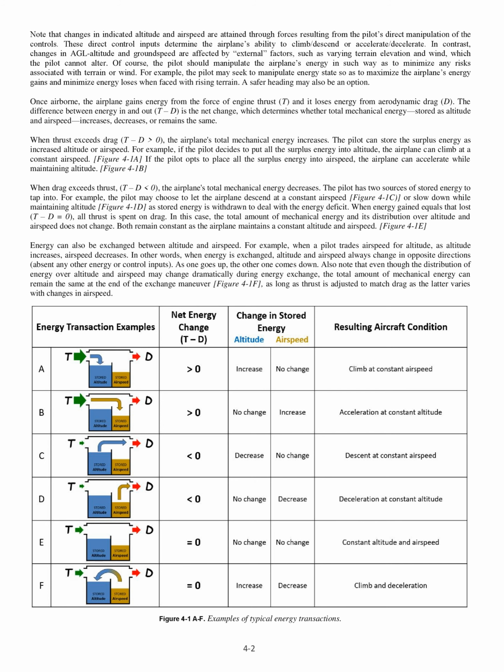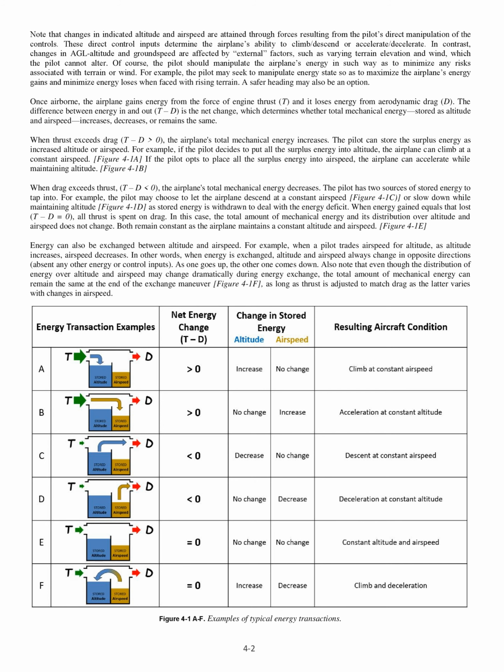When energy gained equals that lost, T - D = 0, all thrust is spent on drag. In this case, the total amount of mechanical energy and its distribution over altitude and airspeed does not change. Both remain constant as the airplane maintains a constant altitude and airspeed.